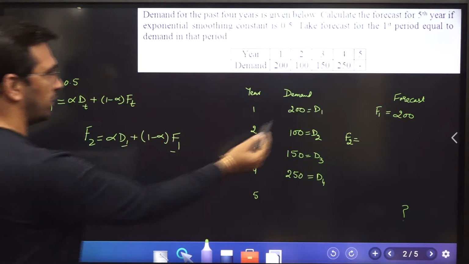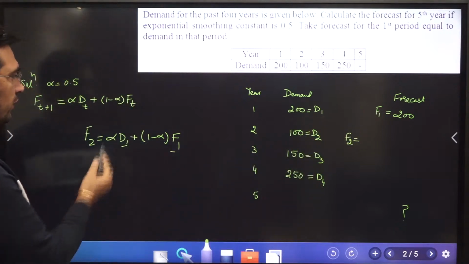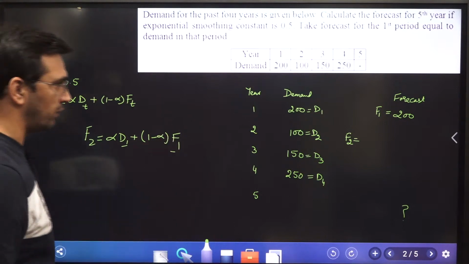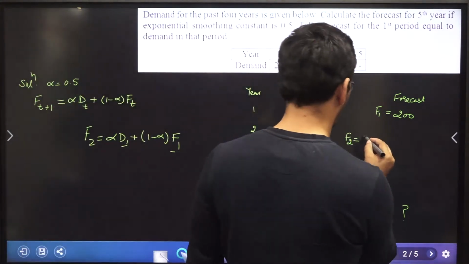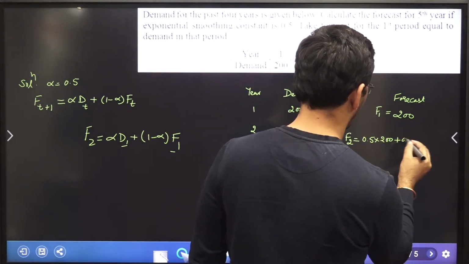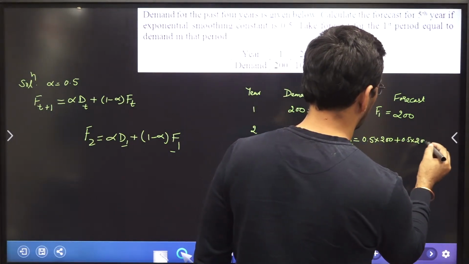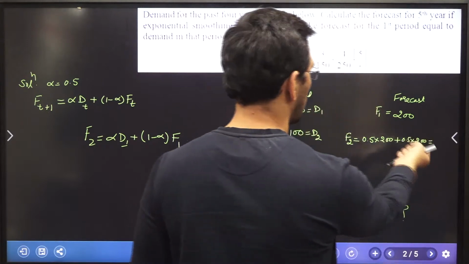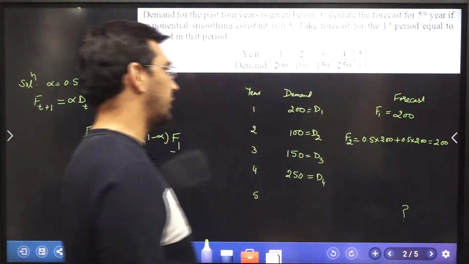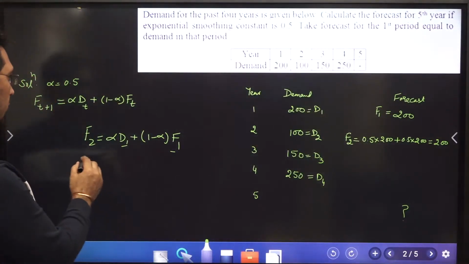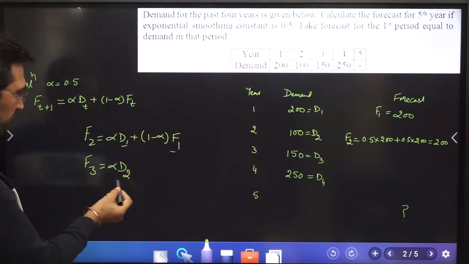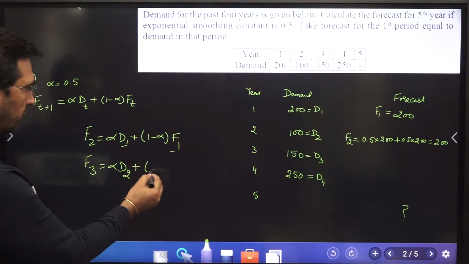So demand, F1, you know, alpha, input the value, because this is 0.5, and 1 minus 0.5 becomes 0.5 only. So that means I will say 0.5 into what is demand for this, 200, plus 0.5 into 200. It will turn out to be how much? I think this becomes 100, 100, again it becomes 200. This is the forecast for the second period. Same way you can go for the forecast for the third period. What you need to know? You need to know the demand of previous period, that is D2 plus 1 minus alpha into F2.